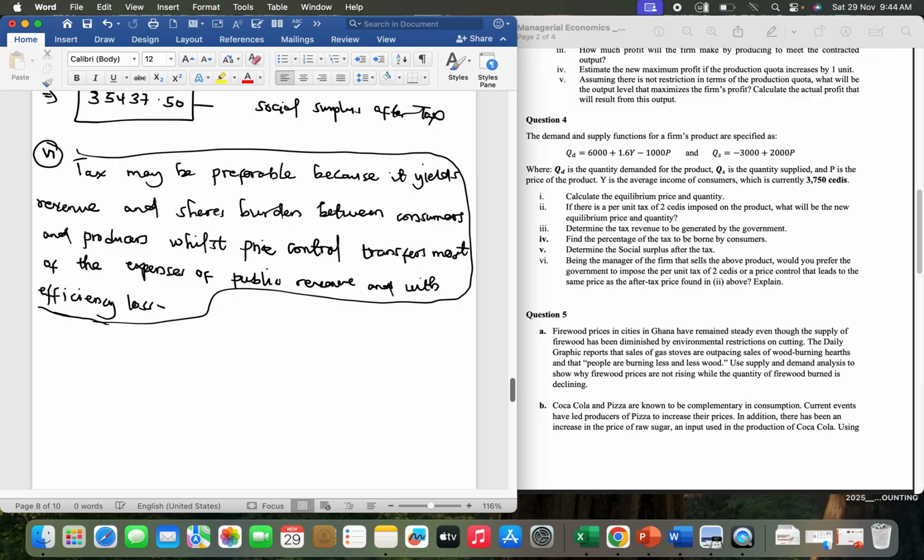So tax may be preferable because it yields revenue and shares the burden between consumers and producers, whilst price control transfers most of the expenses to public revenue and with efficiency loss. So basically with question 4, this is how we are supposed to solve it.